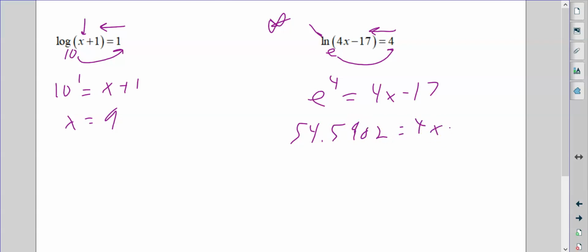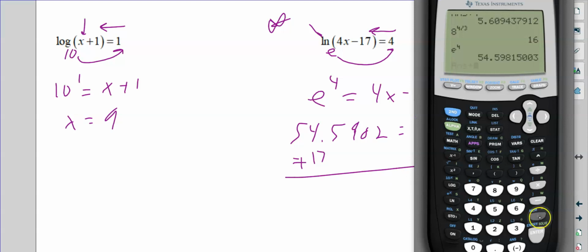equals 4x minus 17. So now we just add 17 to both sides. I'm having trouble writing evidently. Plus 17. Just go back to our calculator. Plus 17, not 14. Evidently I can't type either.